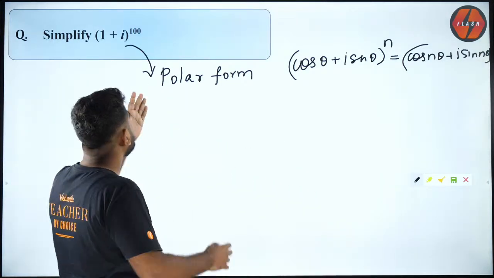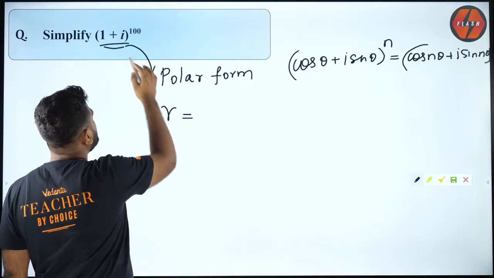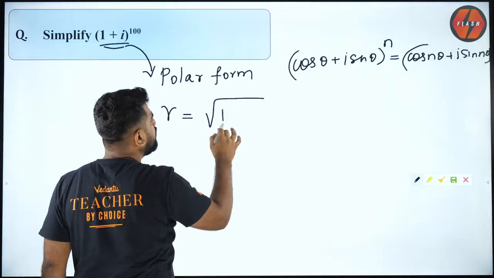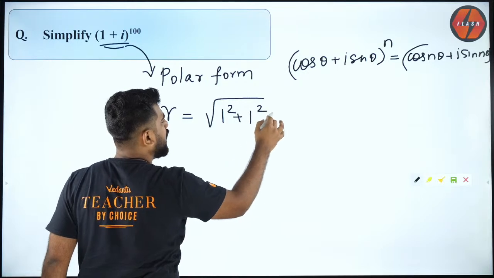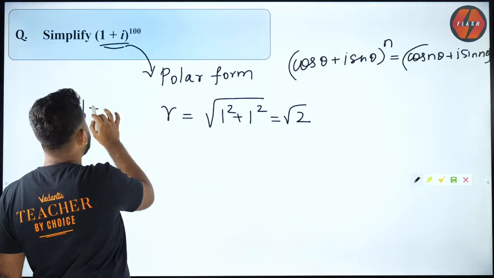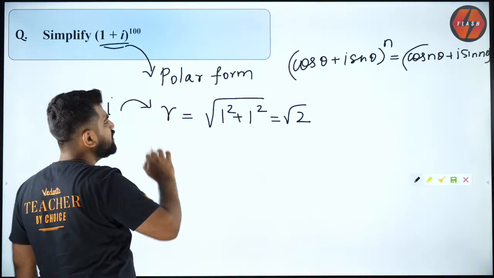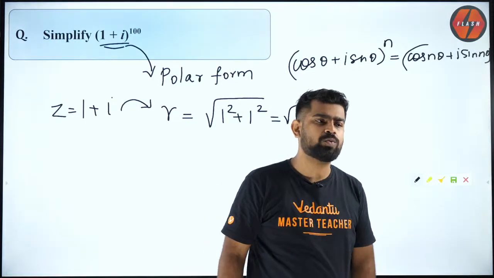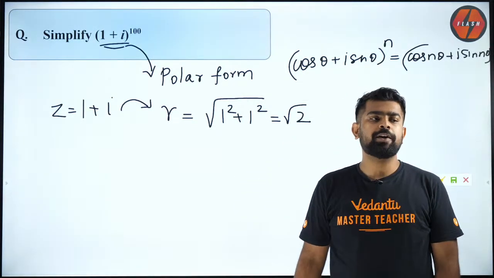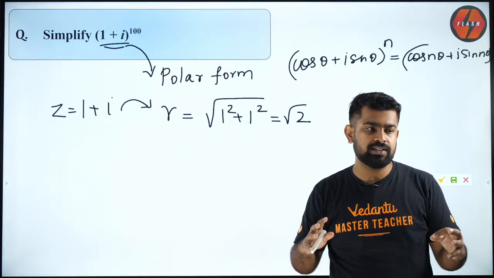So first I need to find R. What is R for the inside thing? R for the inside thing is root of a square plus b square. So that will be root of 2, because I am checking for 1 plus i. So for z equal to 1 plus i, R is equal to root of 1 square plus 1 square, which is root 2. Do you all understand that? Do you all agree with me on that?